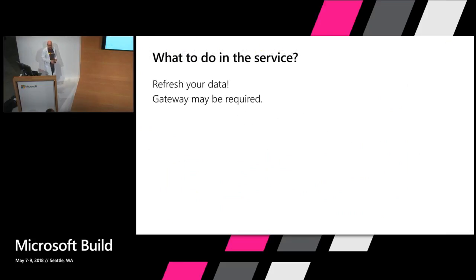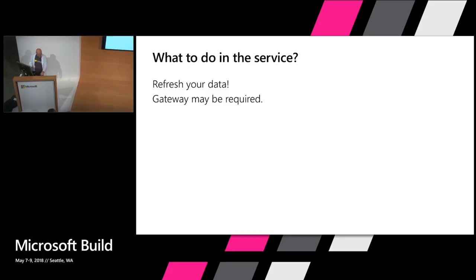So what do we do in the service? Once we published it to the service, we need to refresh the data, right? And if it's on-premises data, you may need a gateway, so you may need to have that configured as well. But all you have to do is just refresh the data. There's nothing more you have to do. As long as it's in a capacity-backed store or a workspace, you're good to go, and it'll just work.